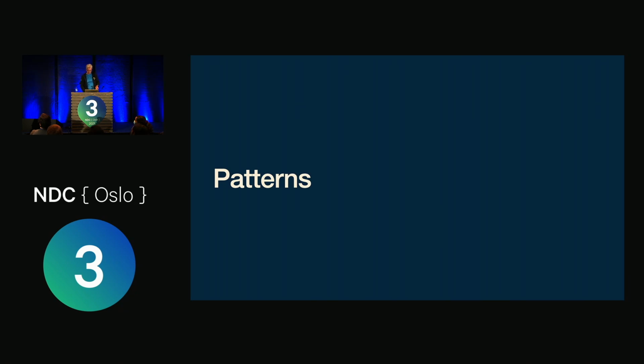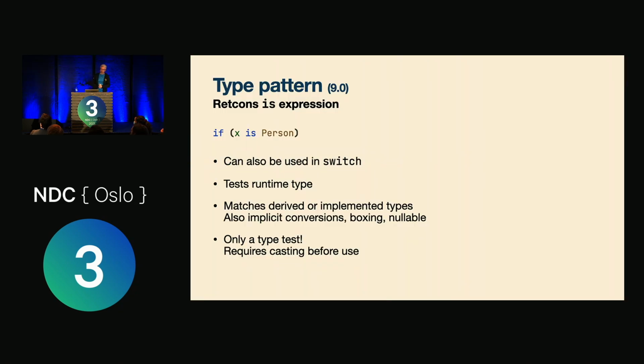Right, patterns. Let's have a better look at some patterns here. I'm going to start with a couple of things that you're probably going to find familiar. This one is a type pattern. It was introduced in C# 9, but it looks very familiar. If x is person, that's just going to be checking the type of x to see whether it is a person. It's going to check to see whether x at runtime is a person, derives from person, implements an interface, which might be called person, and it'll also do things like implicit conversions and boxing and so on.